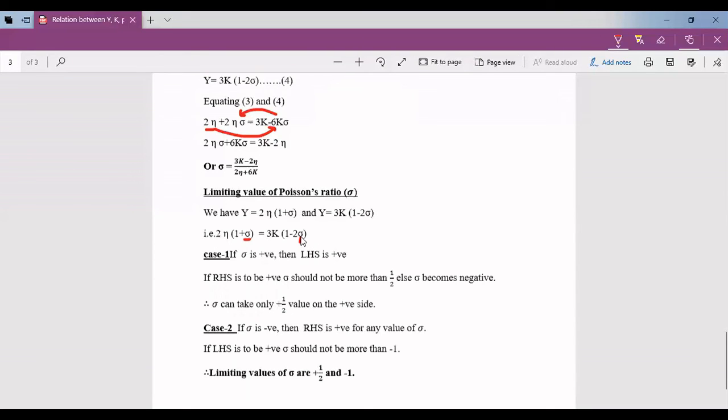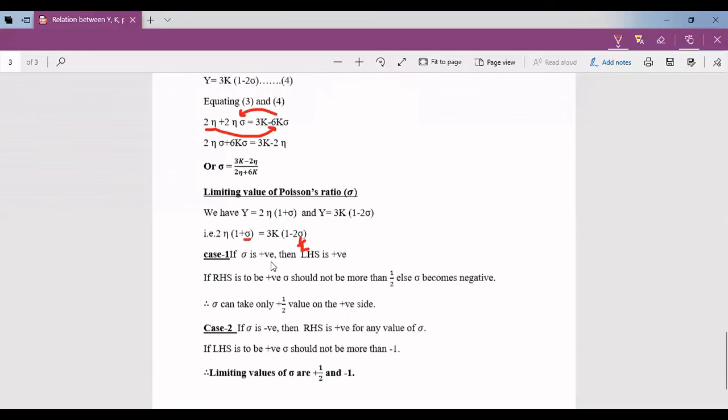Now let us substitute one more value, that is half. In place of sigma, if I take half, so 1 by 2 into 2, the 2 and 2 get cancelled. So 1 minus 1 will become 0, and the right side equation will remain positive only. So less than half, if you substitute any value for sigma, the right side equation will remain positive, so that the LHS will be equal to the RHS.